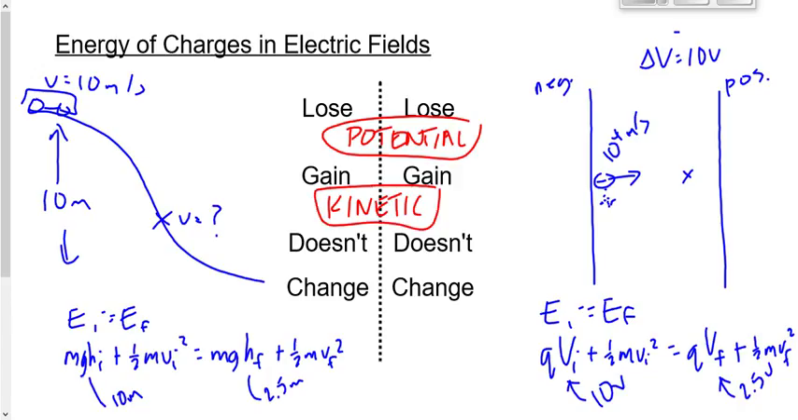And what type of energy doesn't change at all in both cases? The total energy. The total energy is kinetic energy plus potential energy.